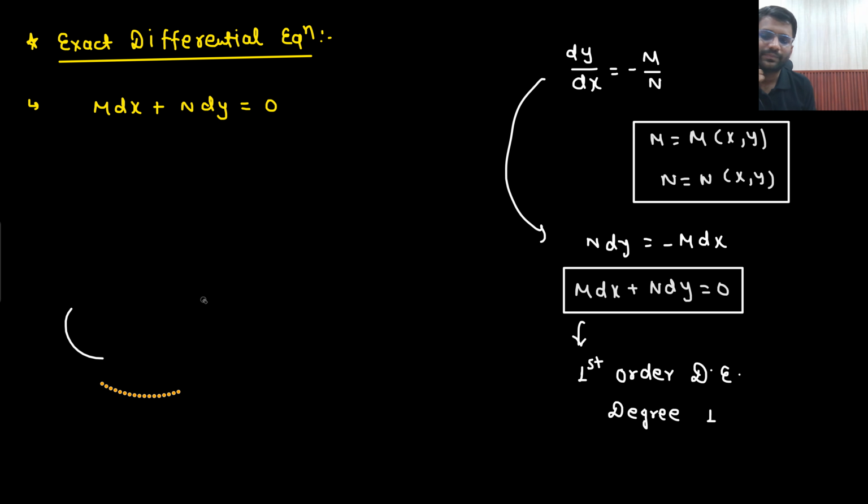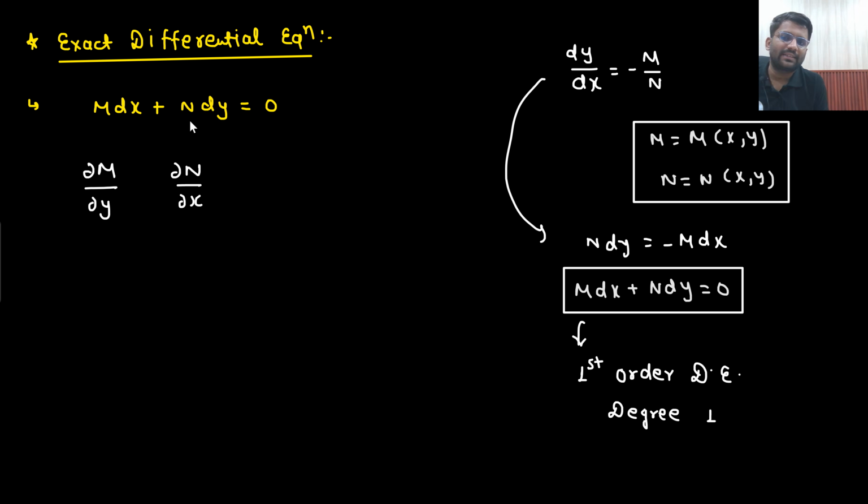After that, you will partially differentiate m with respect to y. This m which is connected with dx will be partially differentiated with respect to y, and then you will partially differentiate n with respect to x. Is that clear to you? Whichever is connected with y will be partially differentiated with respect to x, and whichever is connected with x will be partially differentiated with respect to y. If both of them come equal, then you will call it an exact differential equation. And if your differential equation is exact, then you can be very happy.